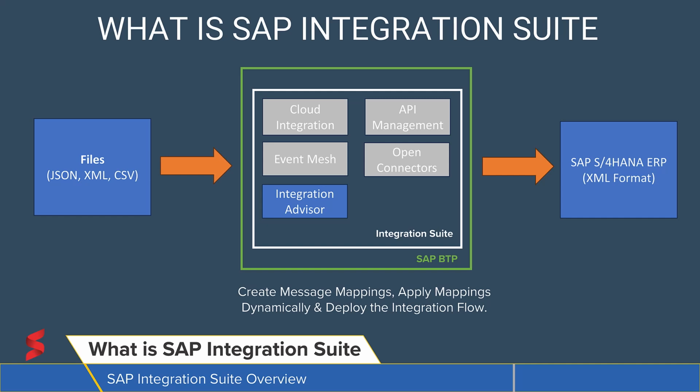You can use the SAP Integration Advisor. What it can do is create message mappings. You can use the Integration Advisor to define the expected input supplier data format and output, which is the SAP compliant XML format. It uses AI to suggest mappings between the fields. Example, order ID from supplier format automatically maps to order number in SAP. You can also apply mappings dynamically.